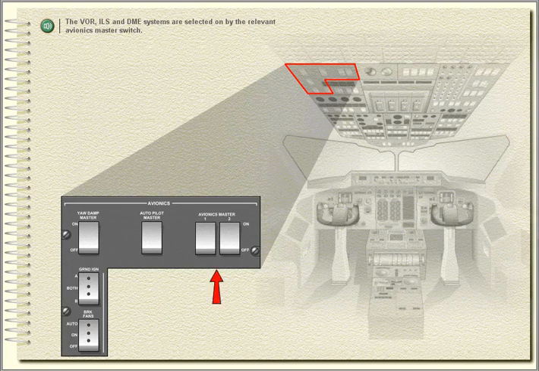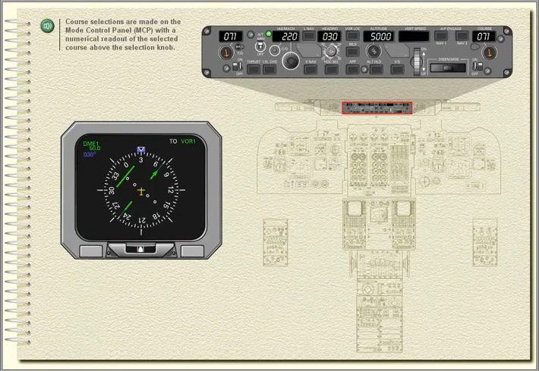The VOR, ILS and DME systems are selected on by the relevant avionics master switch. Course selections are made on the Mode Control Panel, MCP, with a numerical readout of the selected course above the selection knob.